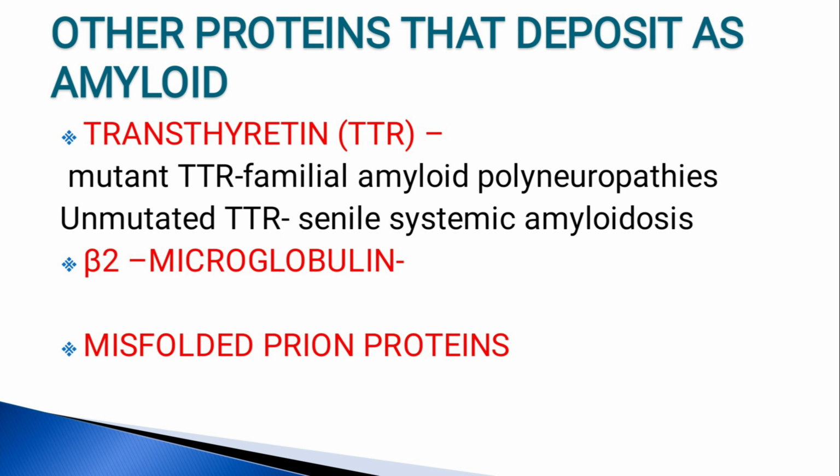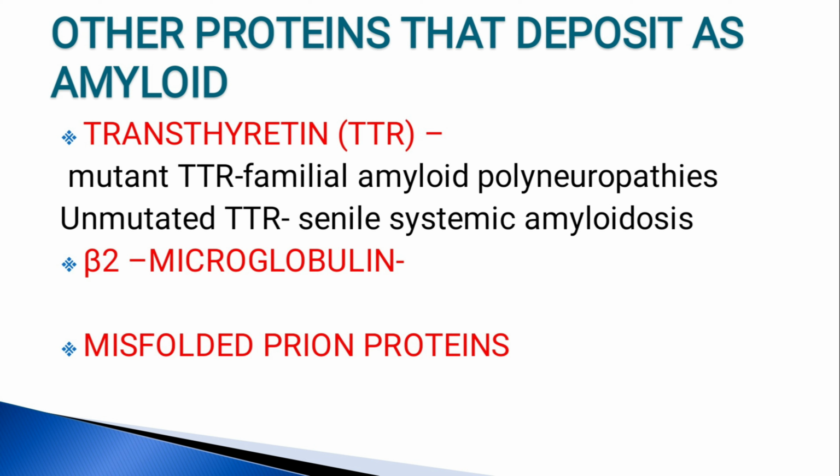Here are some other proteins that are deposited as amyloid. First is transthyretin, that is TTR. It is a serum protein that helps in the transportation of thyroxine and retinol. When the mutant TTR is deposited, it causes familial amyloid polyneuropathy. When the unmutated TTR is deposited as amyloid, then it is called senile systemic amyloidosis.